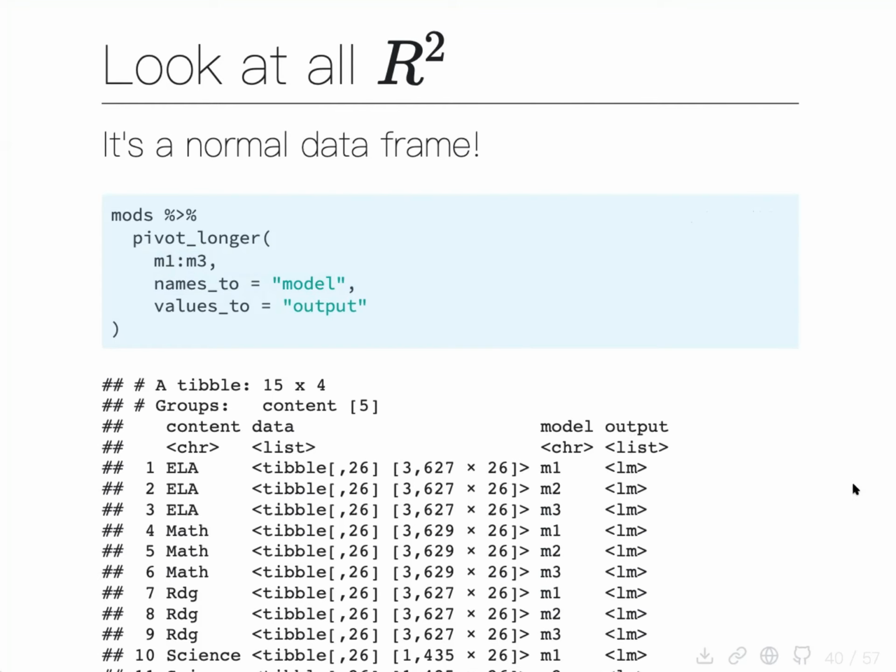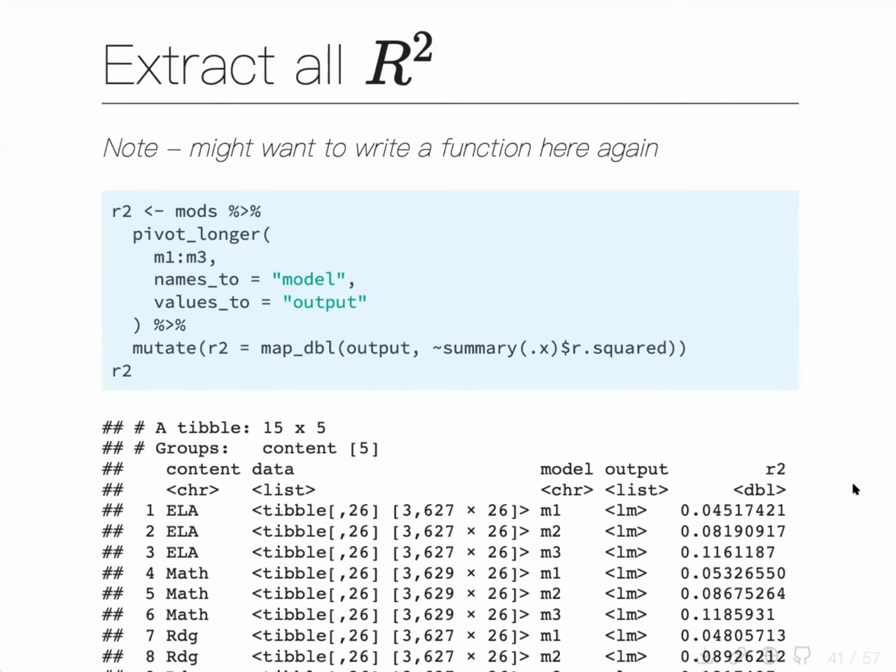So now I have a model, M1, M2, M3, and an output, which is just the actual model itself as a list column. Okay, now from here we can extract the R² from every model, and I'm showing this first with the per version, right? So I'm saying mutate R2 is equal to map double, so I'm going to map through this output list and conduct this operation. Okay, so I'm saying tilde summary(.x), where .x is a placeholder for each data frame, and then give me the R² value from that summary. Okay, and then we get the R² for every single model.